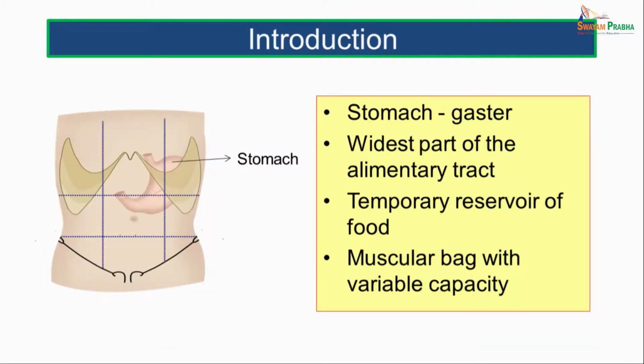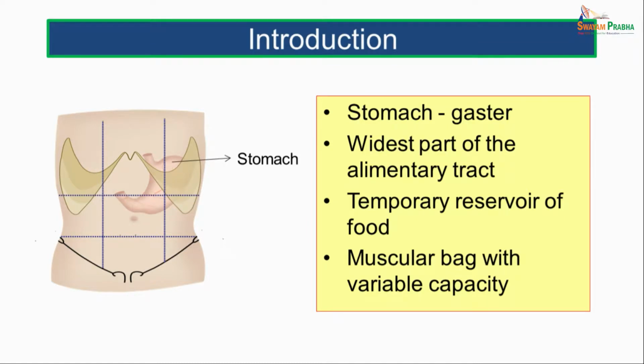Now, stomach, also known as the gaster, from which we derive the adjective gastric. What is it? It's the widest part of the alimentary tract. It's a temporary reservoir of food, and it's a muscular bag with a variable capacity.